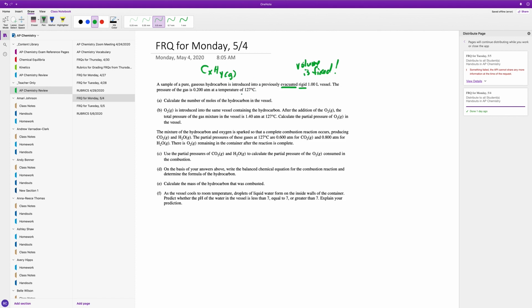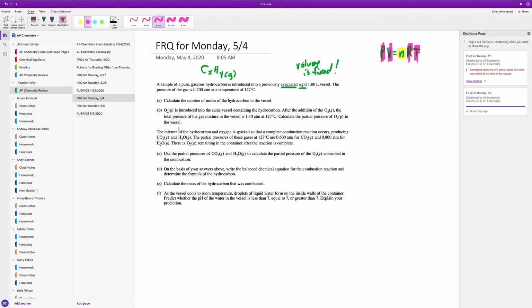So we know the volume of the gas sample, we know its pressure, and we know its temperature. And probably one of the most important tools in your tool belt as a chemist is the ideal gas law. We can solve for the number of moles. That's something that we could do, and we'll see the rubric in just a moment. If we know the pressure, the volume, the temperature, and the universal gas constant, we can solve for the number of moles. So we've got this hydrocarbon in there.